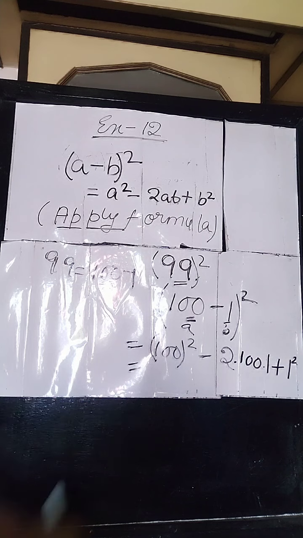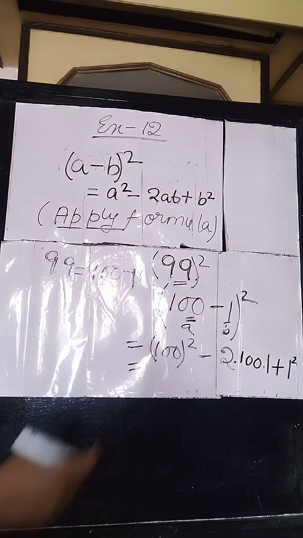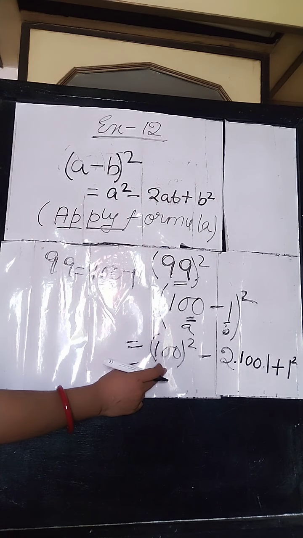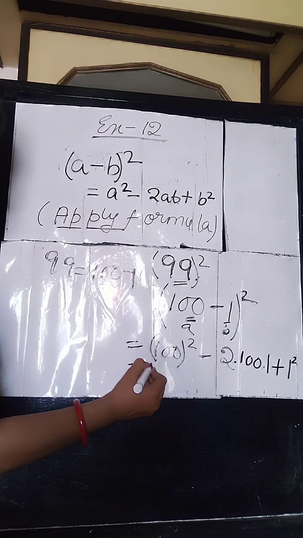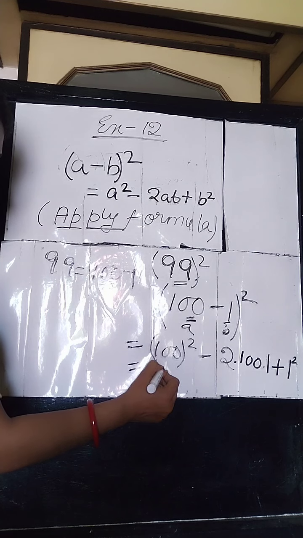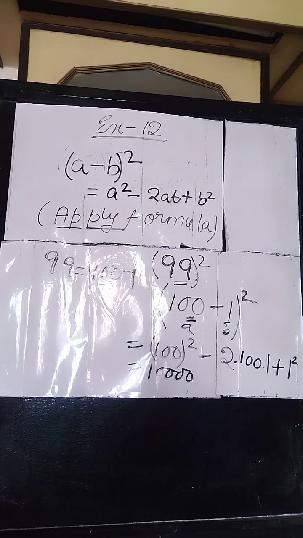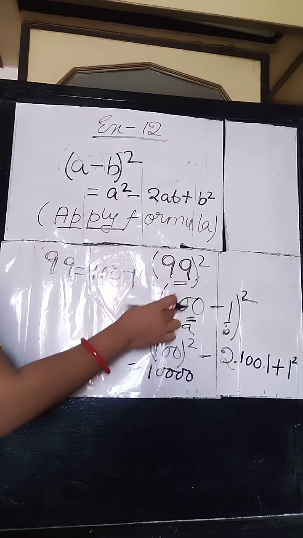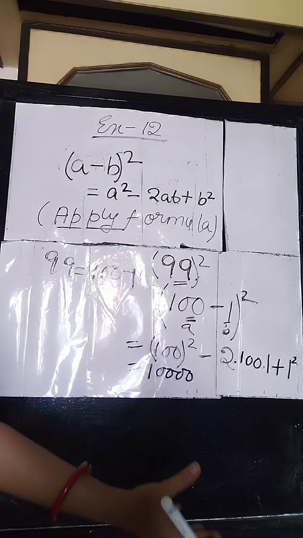Ultimately, we can understand why we have chosen 100: because it is easy to make the square of 100. The square of 100 has 4 zeros; the 2 zeros will become double and it will become 4 zeros. So that's why we have chosen 100 as the nearest number of 99, because it is easy to do the square of 100.